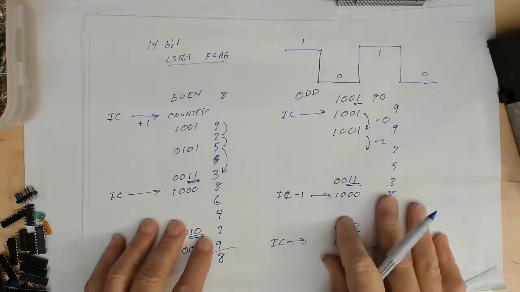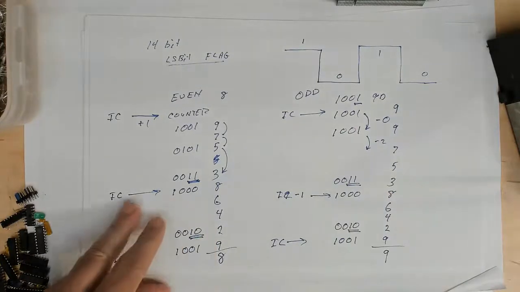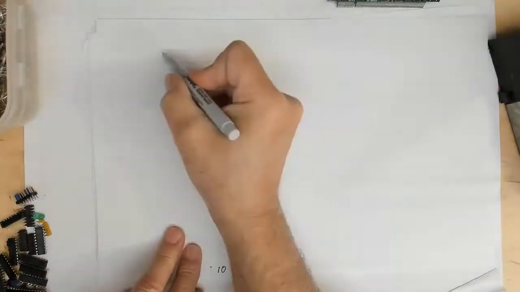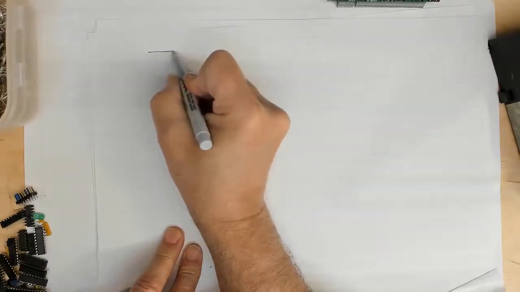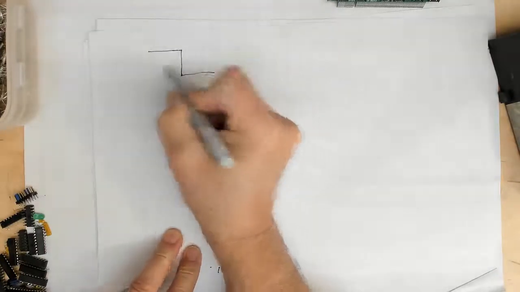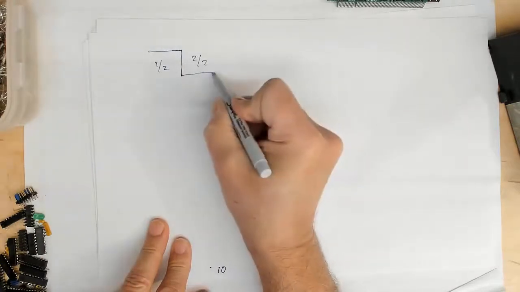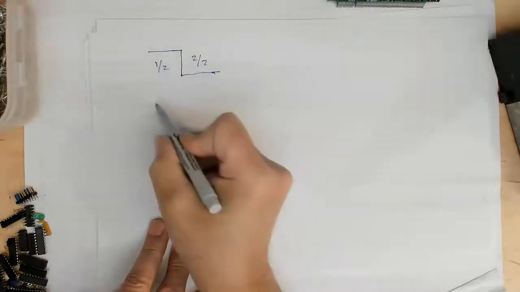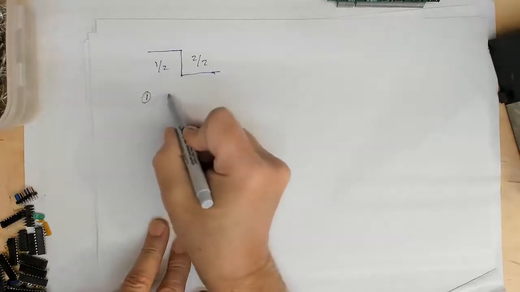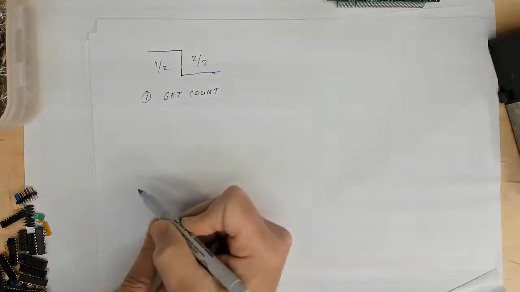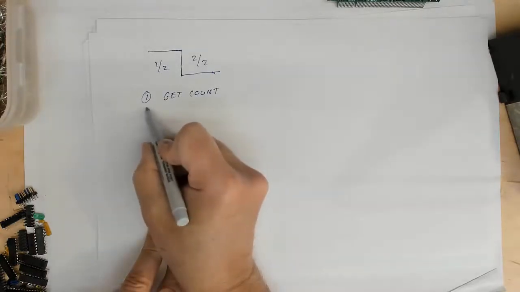So how do we take that information and actually get the count back out of it? Let's save this for a second. To understand what value we're getting out of the counter, we need to think of this counter as being 2 halves. This is what we're going to call the first half, and this is going to be the second half of the count. So the first thing we do is we get the count, and we then look at the flag.